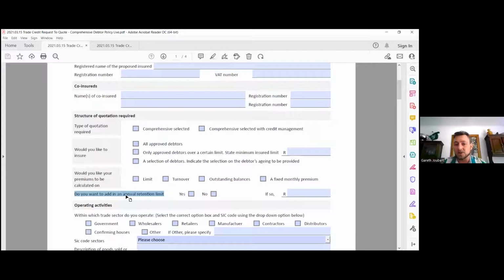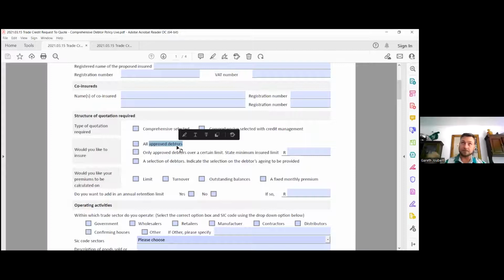But some clients, to reduce cover, say we would like to cover the first R1 million in bad debts, or 200,000 Rands worth of bad debts, and then we'd obviously include this in our pricing so that the premium comes down. We don't do individual first losses. A first loss on each buyer, we find that's quite messy, and it creates a bit of an us and them between the insurer and the client.